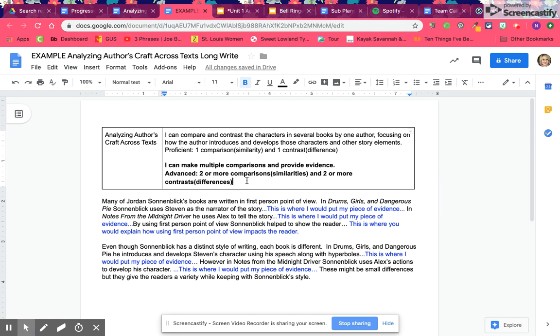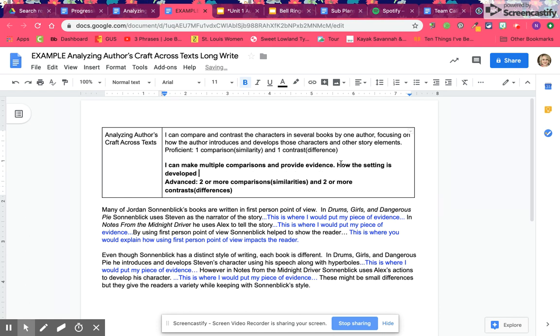With the advanced part, those of you who want to go that way, you don't have to just talk about the characters. You can also talk about the setting, how the setting is developed. You can also talk about how the theme is developed. There are numerous other things you can talk about here. You don't just have to focus on character for the advanced section like you did for the proficient.